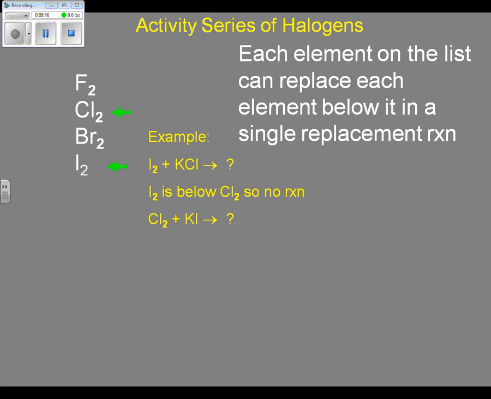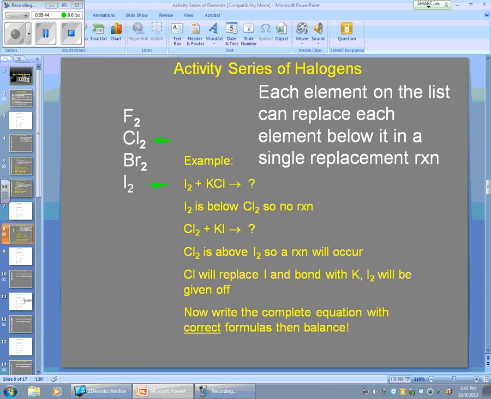What about this one? We've got Cl2, that's my single element, and we're going to react it with a solution of KI, potassium iodide. Chlorine, our single element, is above iodine, and so it does have enough power to replace it in a single replacement reaction. So what we're going to do here, and the difference between working with the activity series of the halogens and the activity series of the metals, is that the halogens are going to replace on the back end of a compound. So let me show you what that looks like.